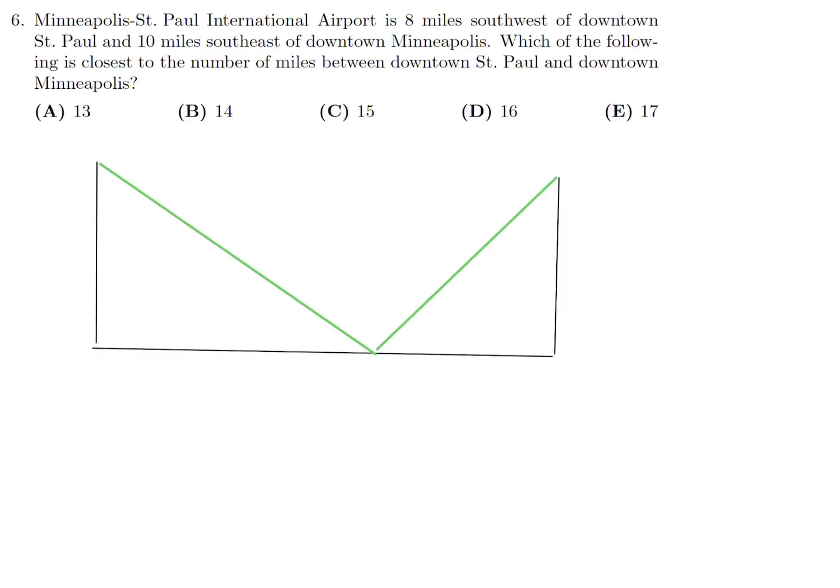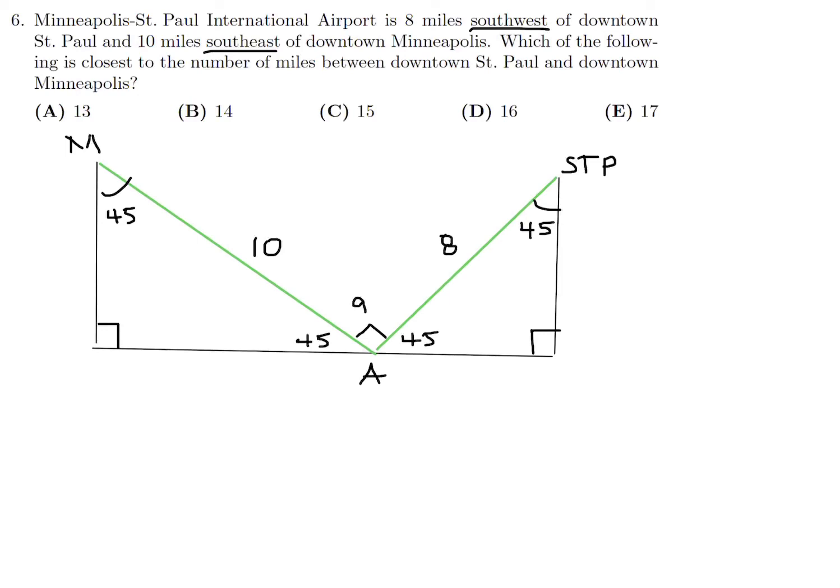So this is the diagram. Here is the airport right here, and St. Paul is over here, and Minneapolis is over here. And this is going to be 8, and this will be 10. And the fact that they're southwest and southeast means that these are 45-degree angles. And that's very helpful. And therefore, since this is just 90 and 90, this is also 45, this is 45, and this angle in here, therefore, is 90.